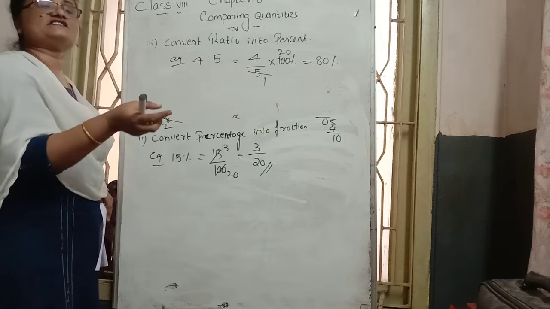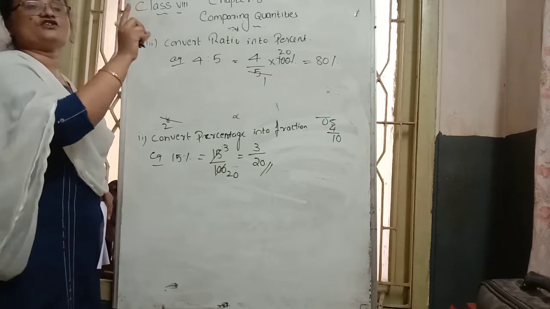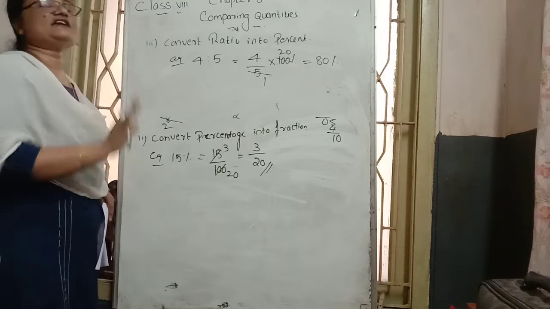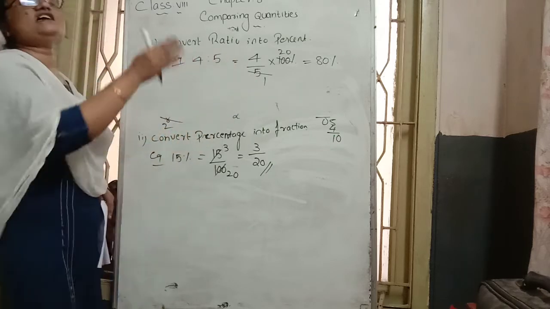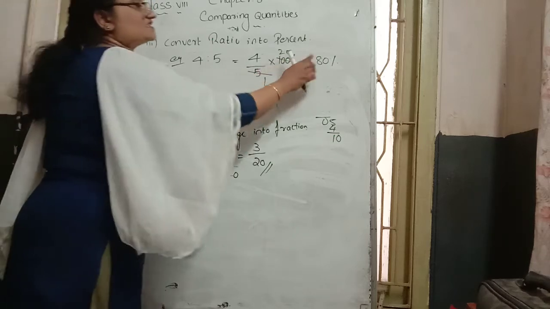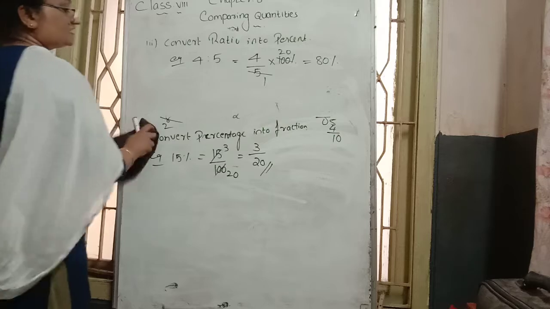Cancellation is possible. Cancel, and after numerator into numerator, as the denominator cancels fully, the denominator becomes 1. That's why the numerator part is multiplied, how much? Only 80 and a percentage symbol, right? This is the third rule.